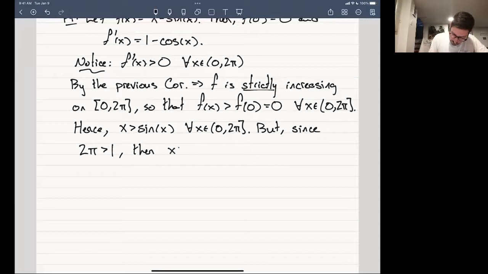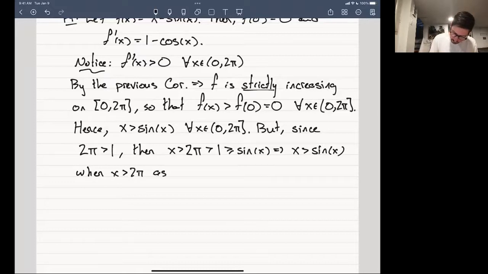Then x bigger than 2 pi is bigger than 1, which is bigger than or equal to sine of x, which implies x is bigger than sine of x when x is bigger than 2 pi as well. And therefore, really, the heavy lifting of this was done by the previous corollary, because we really just had to care about between 0 and 2 pi.